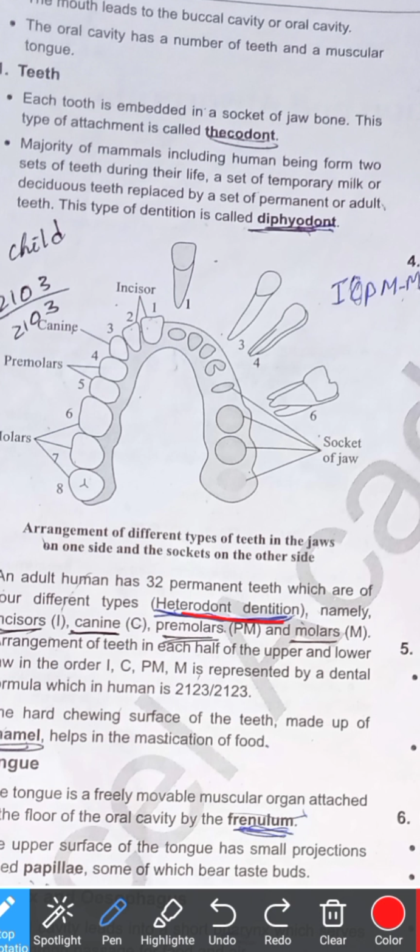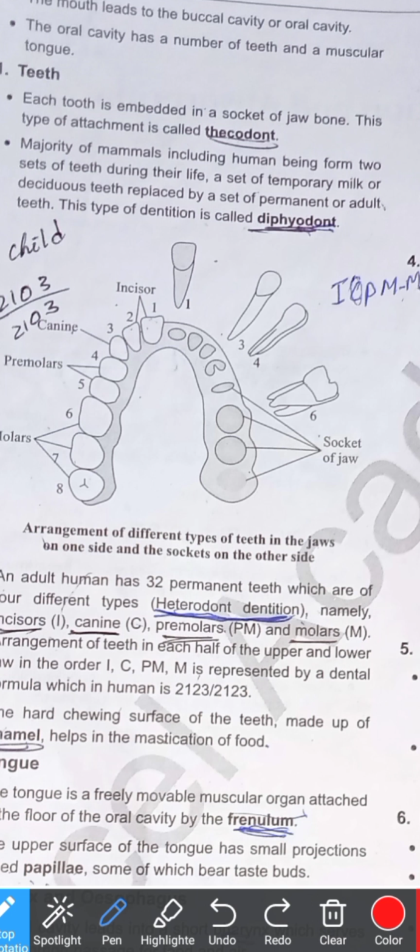Next one is heterodont. Hetero is nothing but different, and odont is nothing but teeth. So there are different types of teeth present in our mouth. That is the incisor, canine, premolar, and molar.